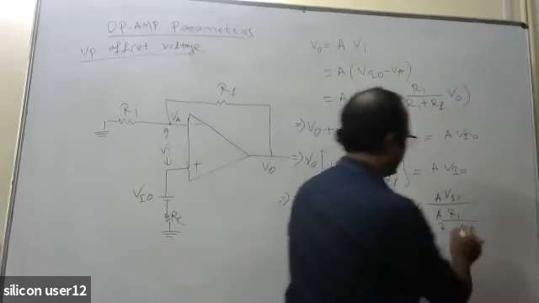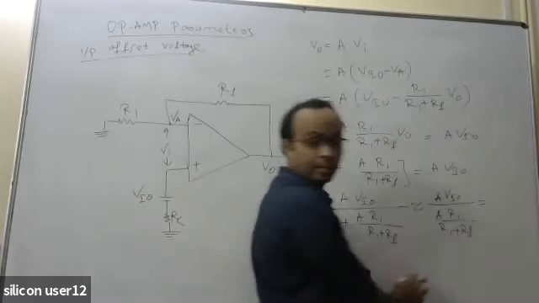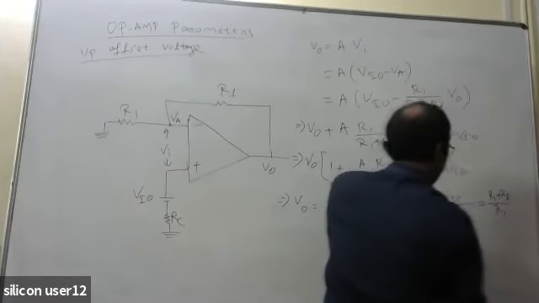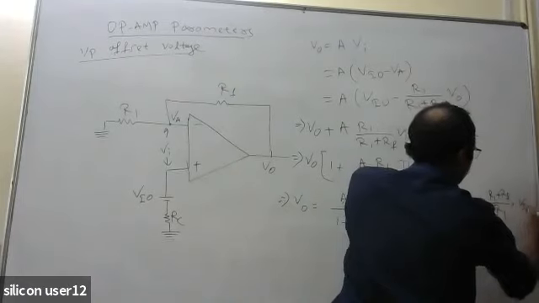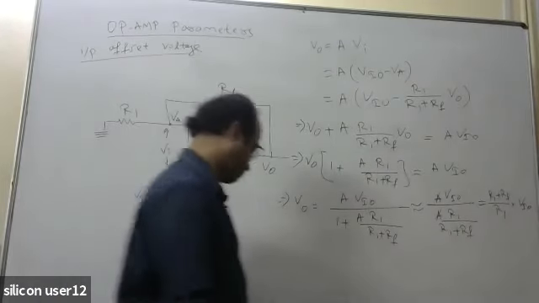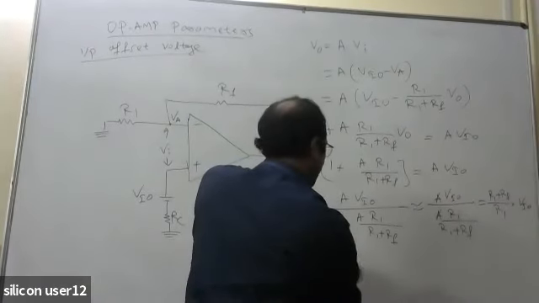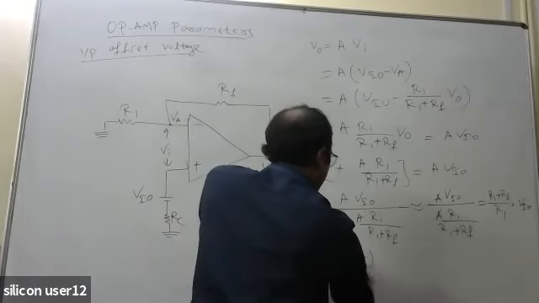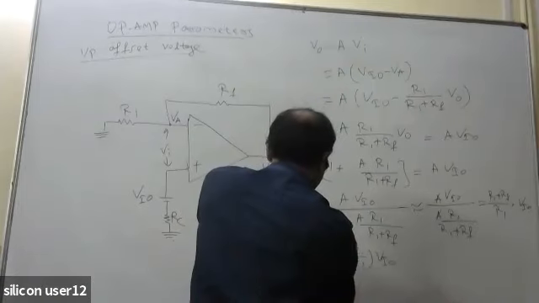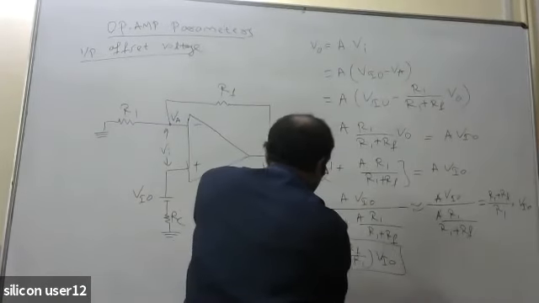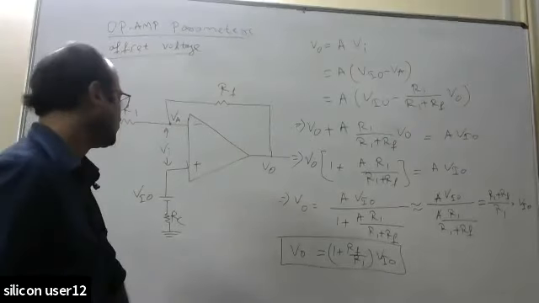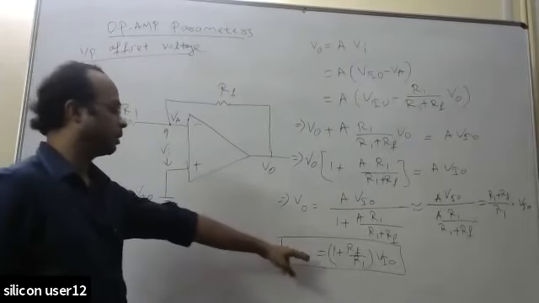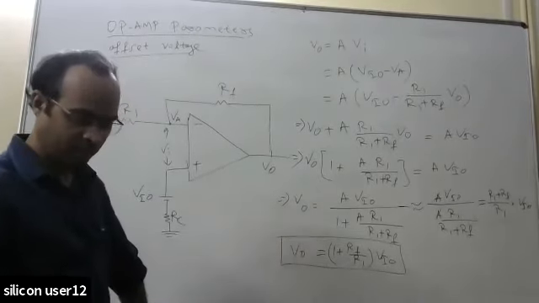Only R1 plus RF by R1 into VIO remains, which can also be simply written as V0 equals 1 plus RF by R1 into VIO. So due to the input offset voltage, the output voltage will be given by 1 plus RF by R1 into VIO.